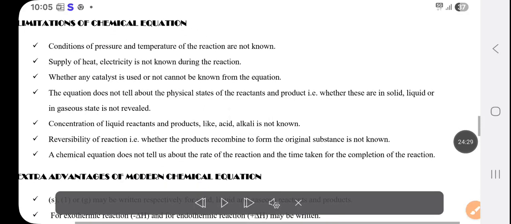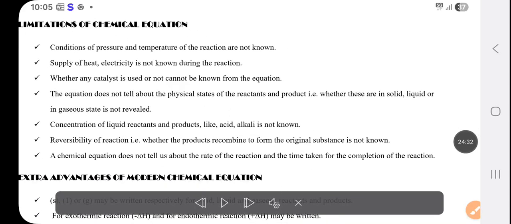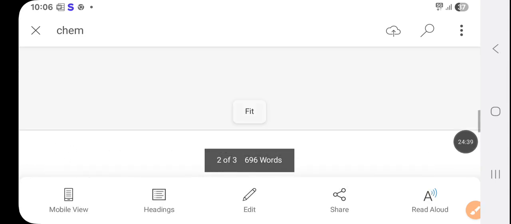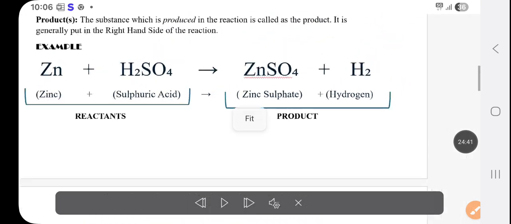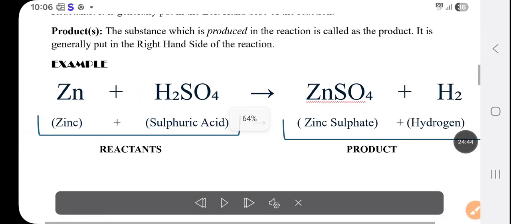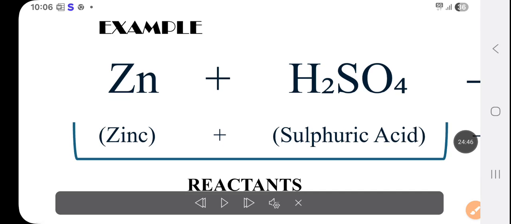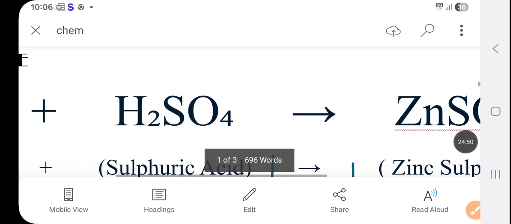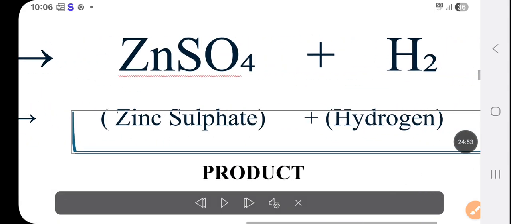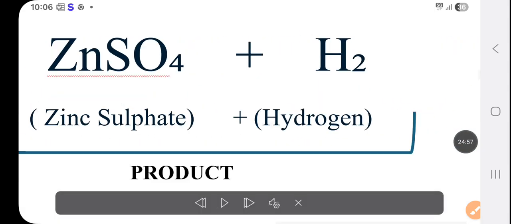The equation does not reveal the physical state of the reactants and products, that is whether they are solid, liquid, or gas. Like from the above reaction, can you understand whether zinc is solid, liquid, or gas? Sulfuric acid is solid, liquid, or gas? ZnSO4 is solid, liquid, or gas? Or hydrogen is solid, liquid, or gas? No, we cannot understand it from the equation.